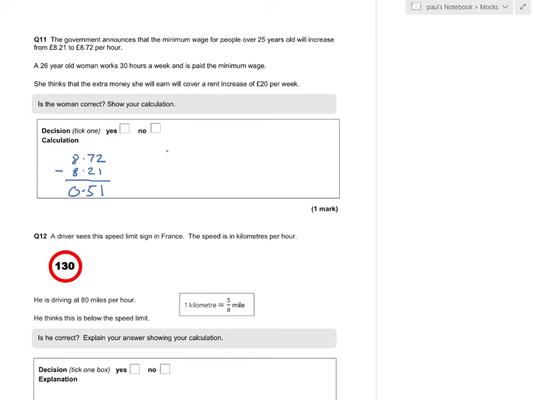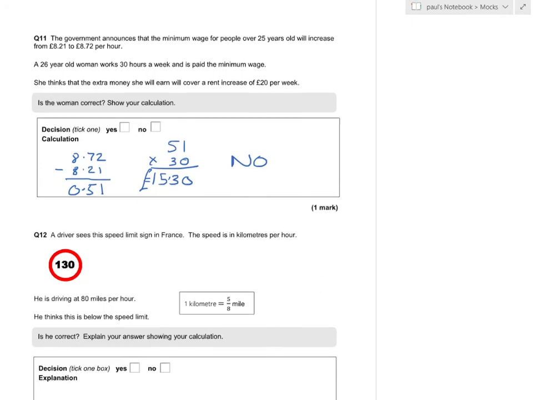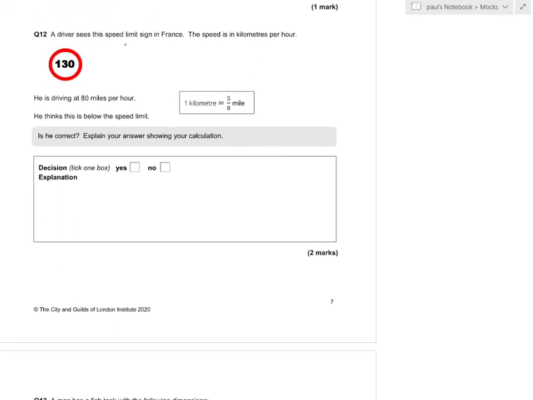And she works 30 hours. So 51 pence times 30 hours is 0, 3 5s are 15. So that's only £15.30 extra. So no, it won't cover the rent. Not enough, is it? Let's just double check that, because that seems quite a way away. Yeah, 51 pence times 30 hours is that. 3 5s are 15. Yep, that's alright.